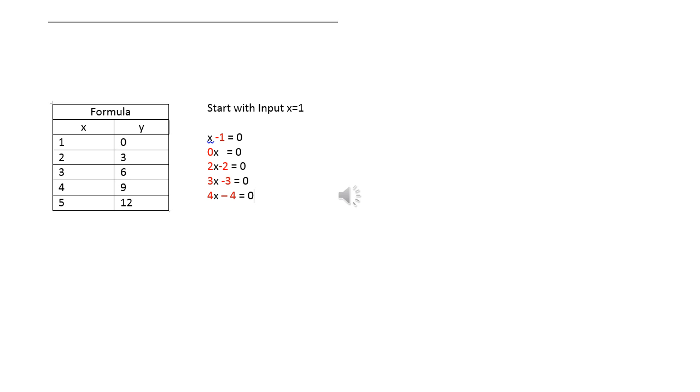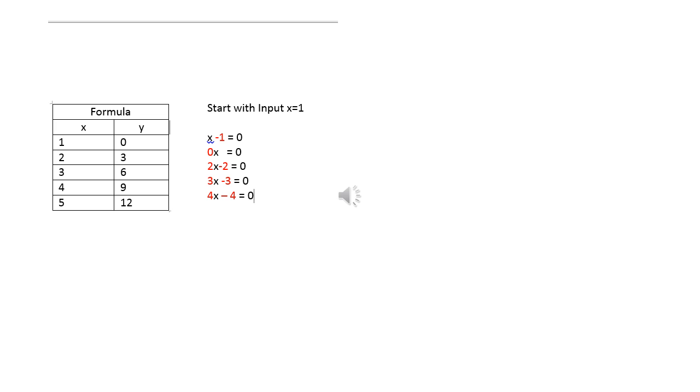If we start with the easy number, 1 for the input, and we put it into the formula x minus 1, 1 minus 1 is 0. Looks good. We can also do multiplying, and 0 times 1 is 0. So those two equations work perfectly for the input getting us the output we want.